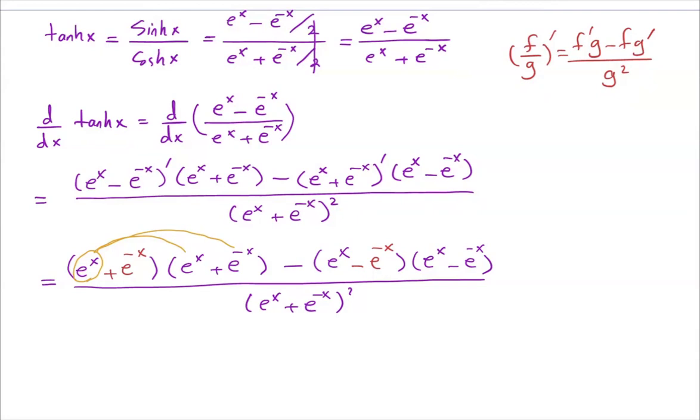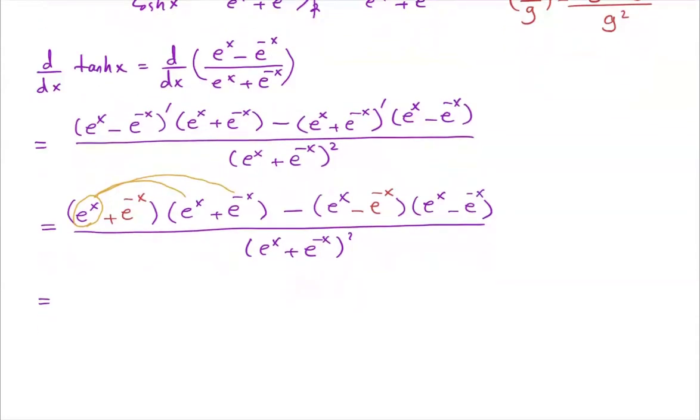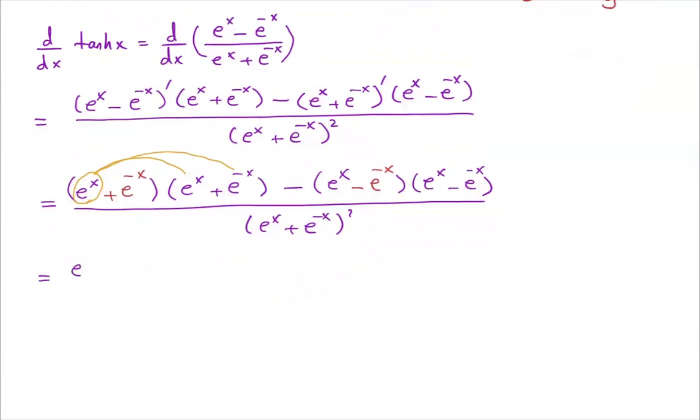So if I just distribute e to the x into parentheses, what I get is e to the x times e to the x, which is e to 2x. When I multiply e to the x by e to the power minus x, I can write one base and add the exponents, which is 0. Then I'm going to distribute e to the power minus x into parentheses. So we get plus e to the power minus x times e to the power x, plus e to the power negative x times e to the power negative x, or e to the power minus 2x.